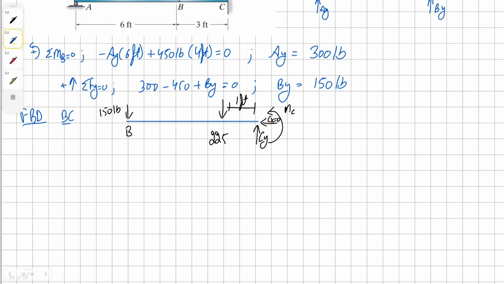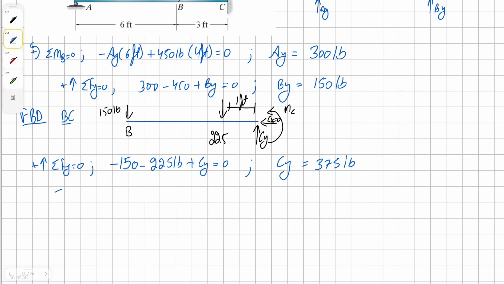Okay, now that we have all the required information, we can first of all find our Cy, which is simply summing the forces in y direction. We're going to have negative 150 and negative 225 pounds, and then positive Cy, all equals to 0. And solving for Cy, we're going to have our solution as 375 pounds.